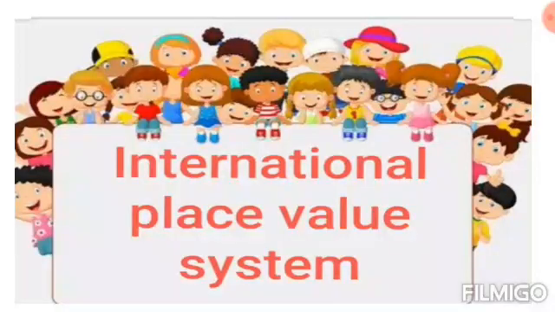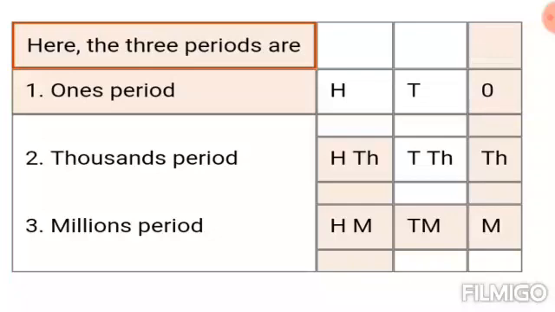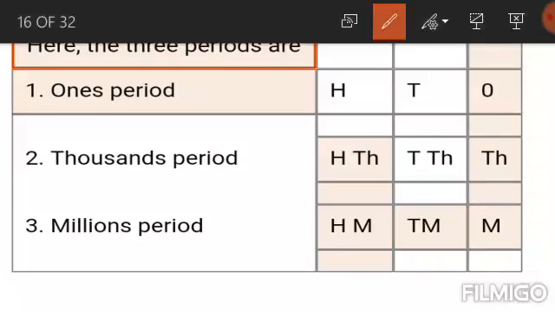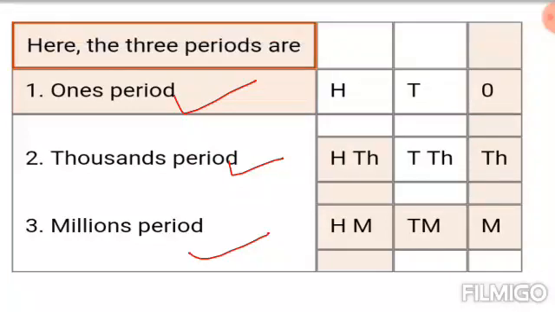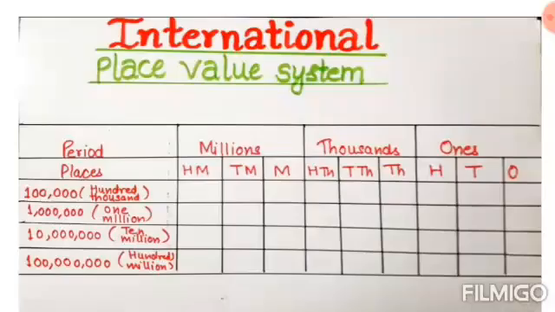Now we will do the international place value system. In this system, 9 places are grouped into 3 periods. The periods are ones period, thousand period and million period. Now next, when we arrange the digits in this system, how can we read and write the number?